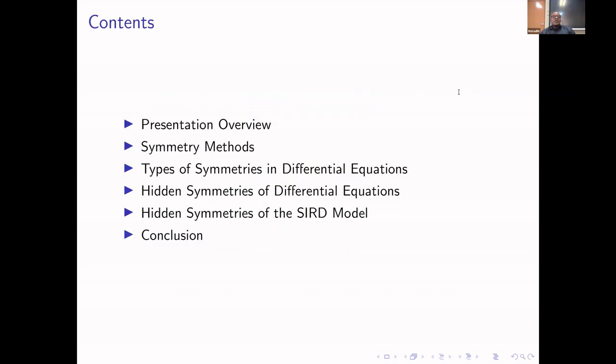As an agenda today, I will start by giving an overview of our model, just an overview, and also an overview of the symmetry method because of the time. Then it will be followed by some types of symmetry. I will then talk about the hidden symmetry, because this is the purpose of today, and then how I discovered the hidden symmetry of our model. Then I will conclude.